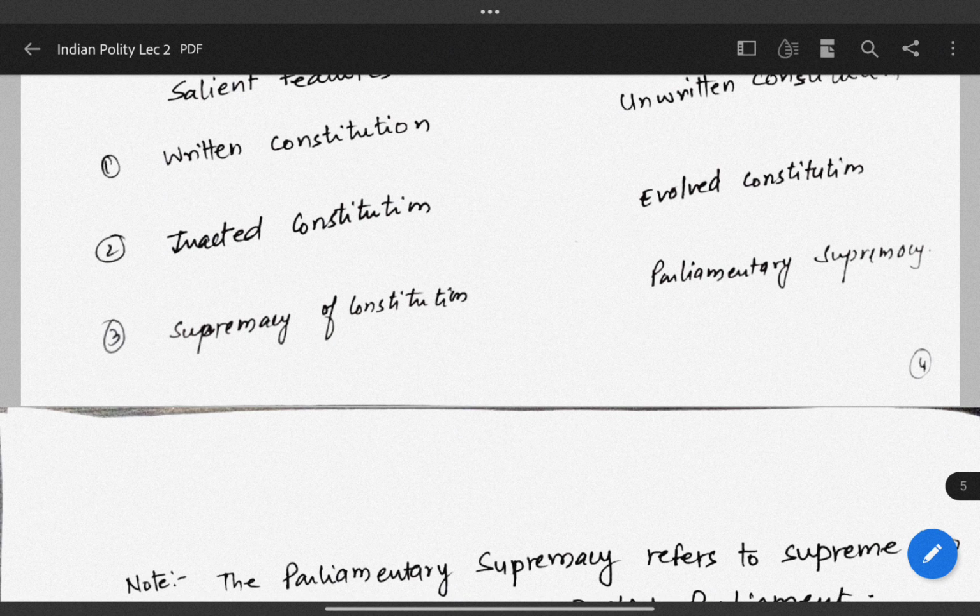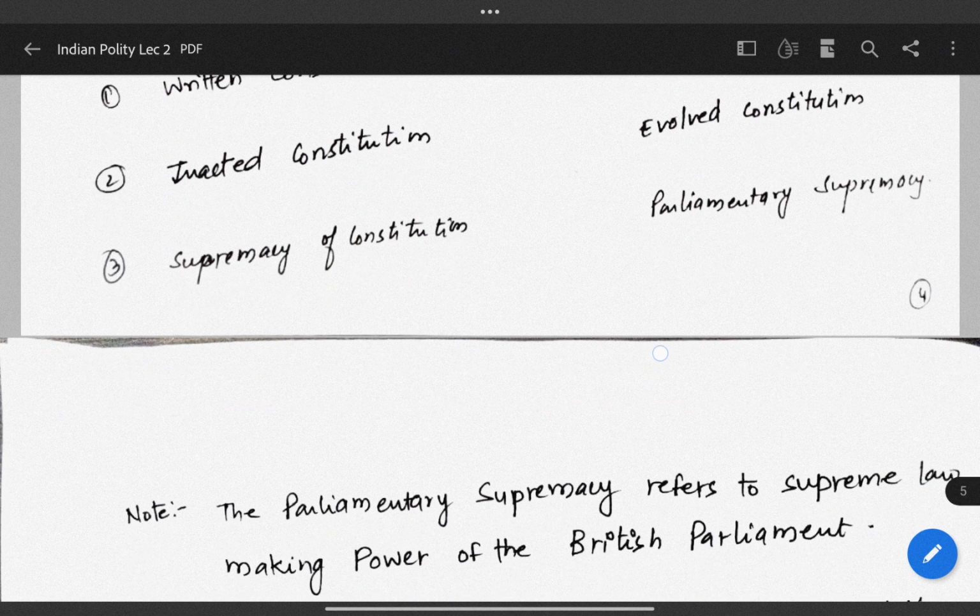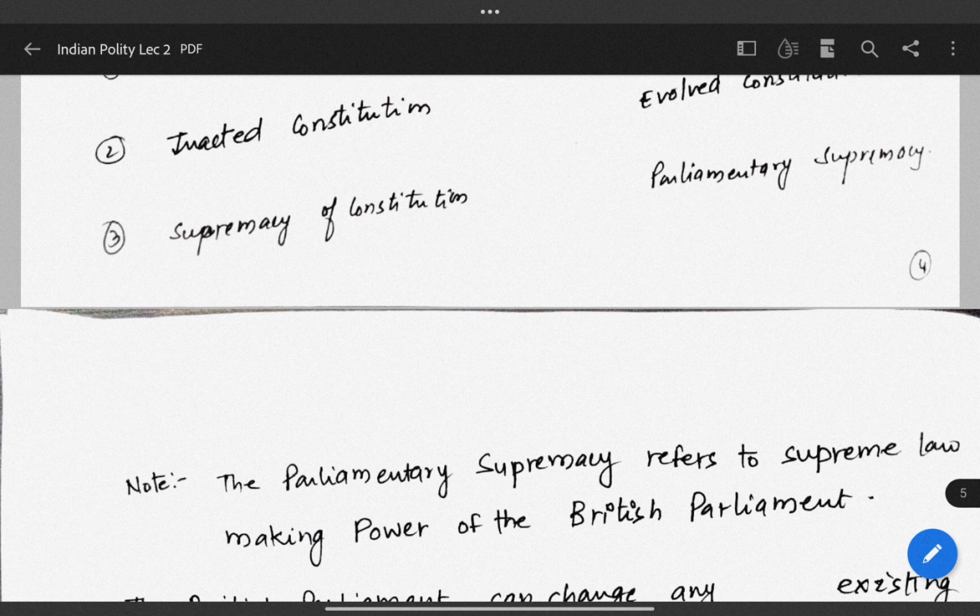Now we are going to discuss supremacy. In India, the supremacy is of the constitution, whereas in Britain the supremacy is parliamentary, meaning parliament is supreme. Now we are going to discuss what is the supremacy of constitution. The supremacy of constitution means all three organs of the government owe their origin and derive their authority from the constitution. Whereas in parliamentary supremacy, the parliament is supreme, it means it is most powerful.